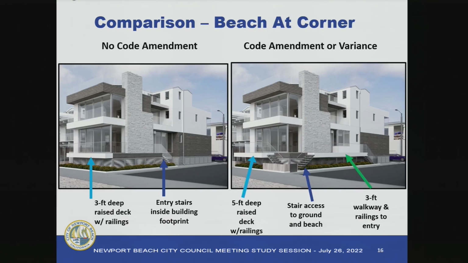Here's another angle with a comparison, again on the left-hand side, with no code amendment or variances that could be built today. So they have that shorter deck in the front yard on the left, and then if you look very closely, you can see the recessed area where the stairs are located within that buildable footprint. Whereas on the right, with the code amendment or with the variance, they're able to locate those stairs within their side yard setback, so they have access along the side yard and then directly to the beach. And then the deck in the front is able to reach all the way to the front property line.